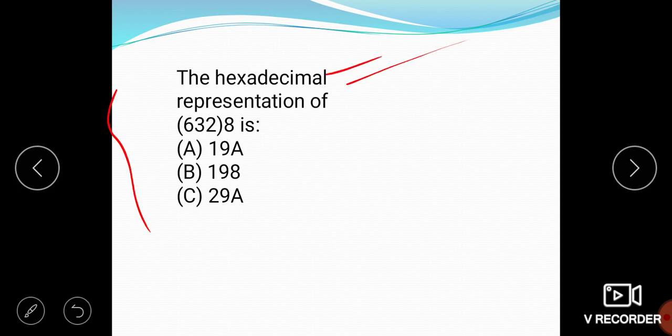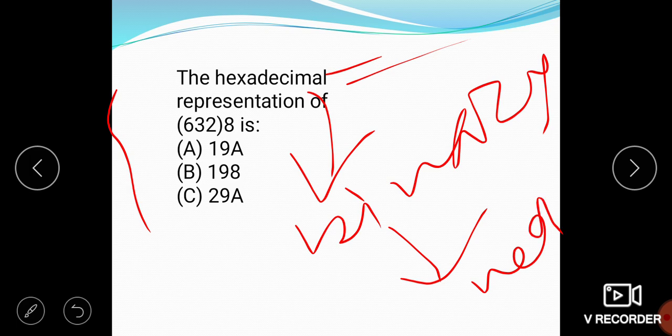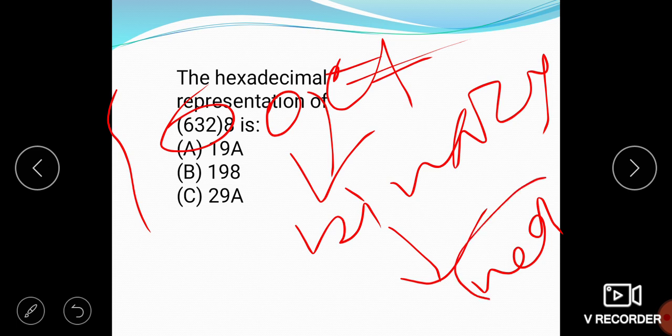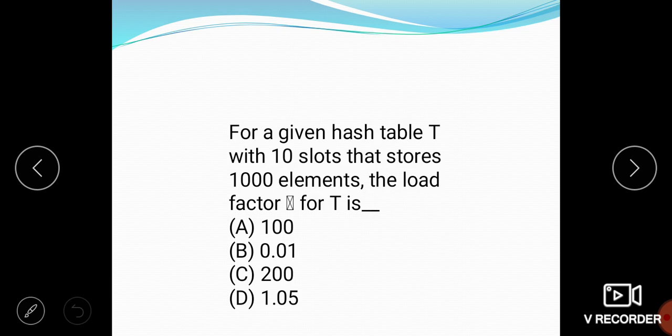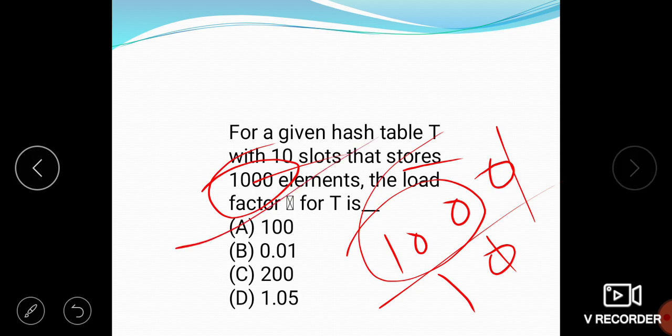Now convert hexadecimal. First you have to convert the hexadecimal into binary, and then you have to convert this binary into hexadecimal. And it is given in octal; first octal to binary, then hexadecimal. So option A is correct after transforming. Okay, here slots are given and 100 elements. So divide 1000 by 10, then you get 100 as the answer.